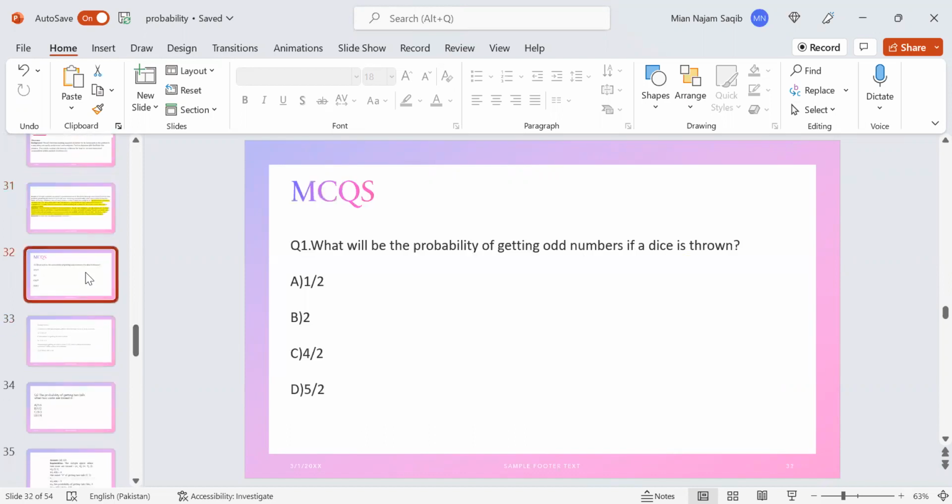Now moving on to the MCQs. The first MCQ states: what will be the probability of getting an odd number if a dice is thrown?